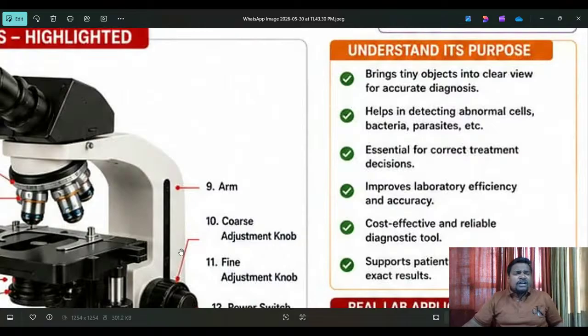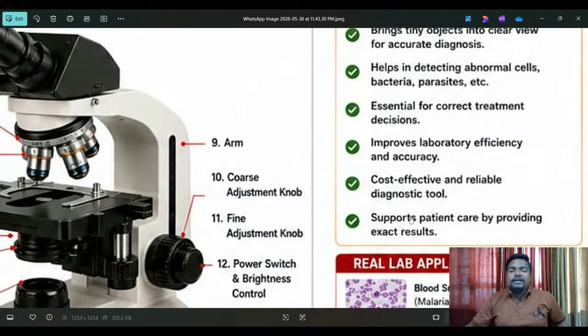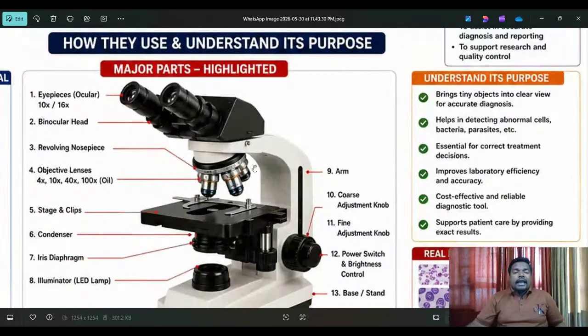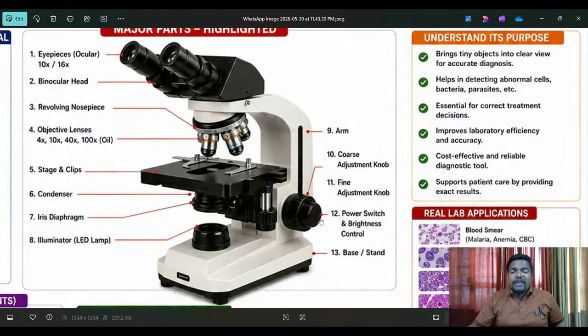So these are diagnostic purposes, and lab equipment is there. It improves laboratory efficiency and accuracy, is a cost-effective and reliable diagnostic tool, and supports patient care by providing exact results. This is important because of accuracy, the proper exact value is very important. Proper fine dosing is very important.